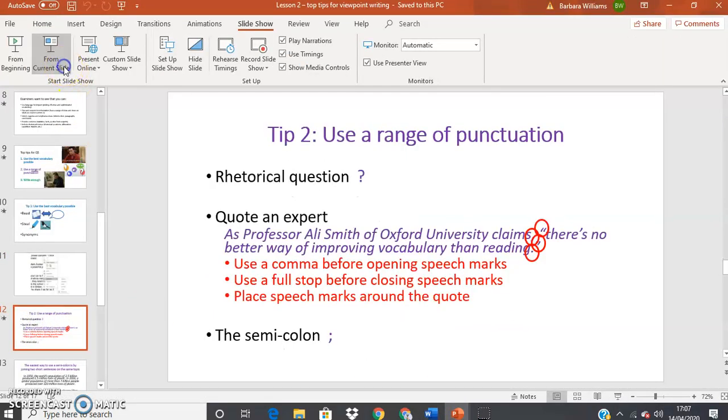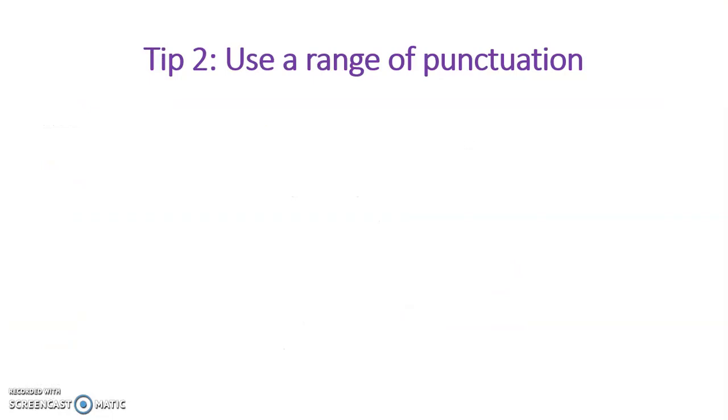Okay, so my second top tip then was to use a range of punctuation. And here are 3 things that I think you can get in any piece of writing that will help you get your punctuation in. We can all use a rhetorical question. I'm going to give you a little tutorial on how to do a good one later on, but we can all get a rhetorical question with a question mark on the end.